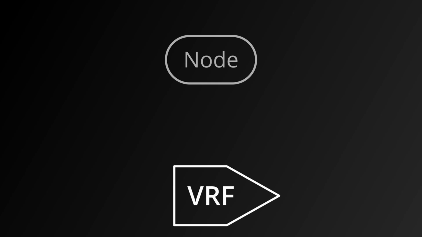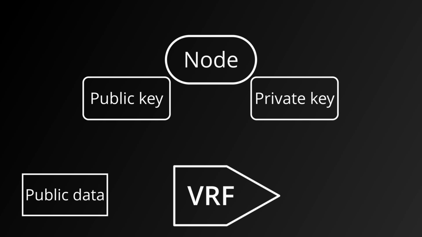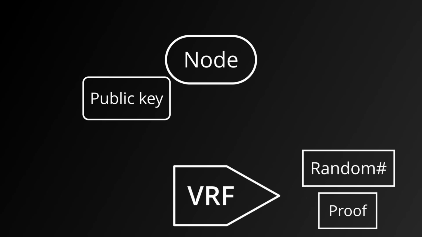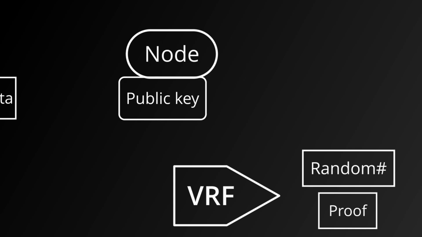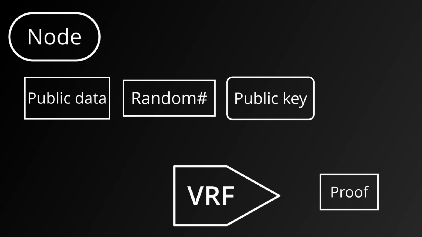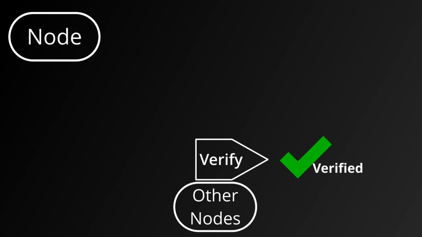A VRF works somewhat like a digital signature, where each participating node will generate a public-private key pair. There will also be a piece of publicly known data. Using the private key and the piece of public data, a pseudo-random number is generated alongside a proof. Then, using the public data, the pseudo-random number, the public key, and the proof, other nodes can verify that the random number was indeed generated by the owner of the private key.